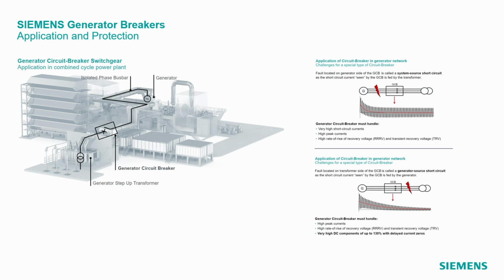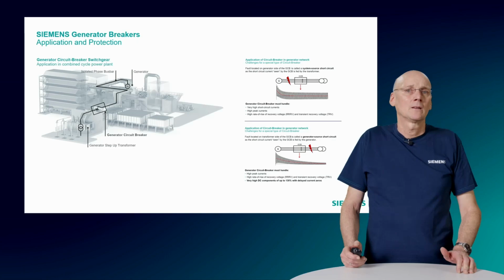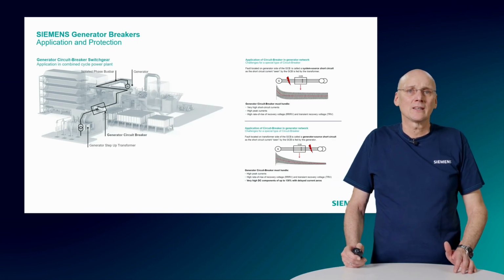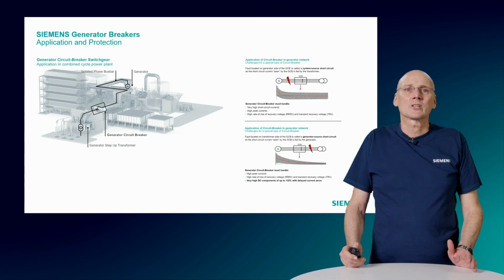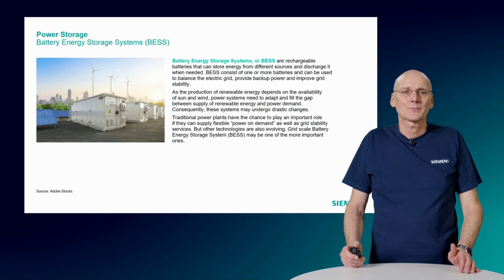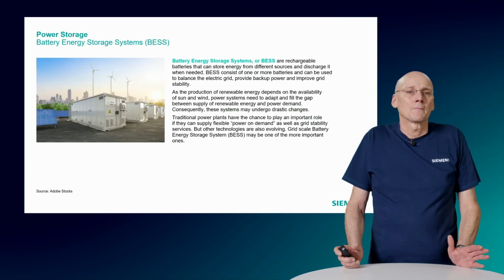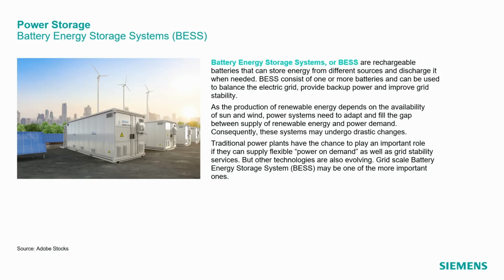Now we are coming to a topic which is new, because availability of renewable energy like wind and sun is not predictable as it is for other power plants. Battery Energy Storage System, BESS, means something like a rechargeable battery. Let us have a short look at such a solution. BESS are like rechargeable batteries, working like the accus in your mobile phone. They can store energy from different sources, hold it and discharge it when needed.